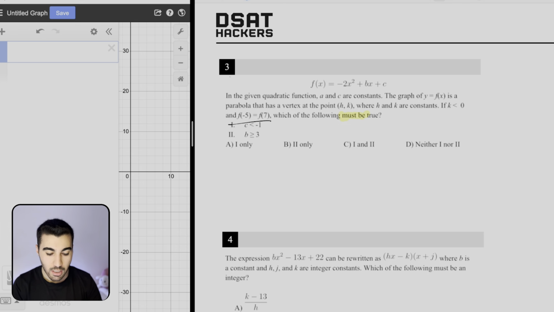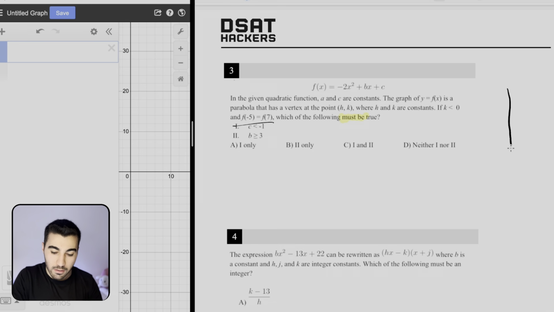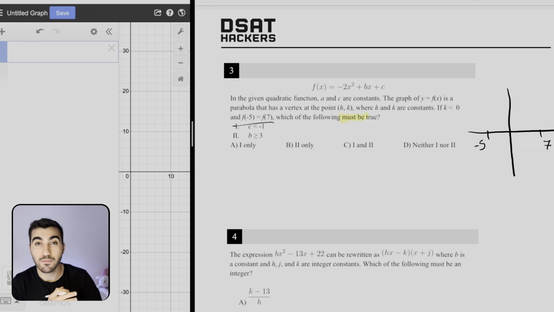So we have this, and let's try to graph this question. If I have a graph here, we're gonna graph a parabola. We have -5 and we have 7, right? The question says f of -5 is equal to f of 7. That means those 2 points have the same y coordinate. That doesn't mean that -5 and 7 are the x-intercepts. We can have these points at the same y coordinate, okay?